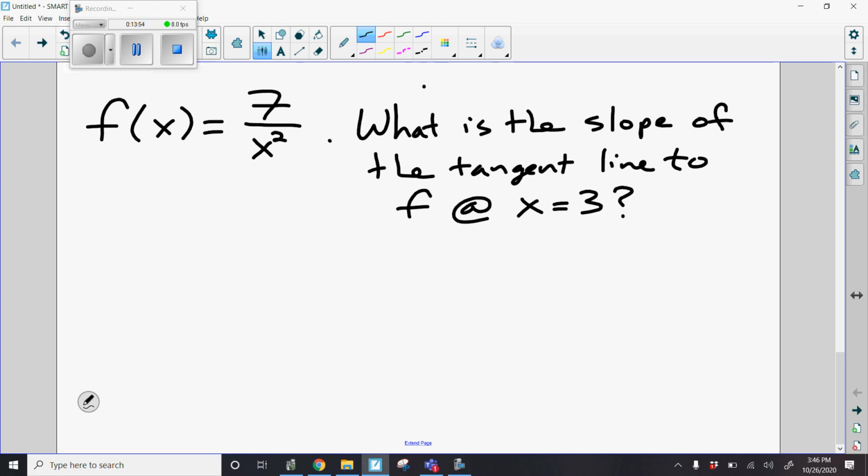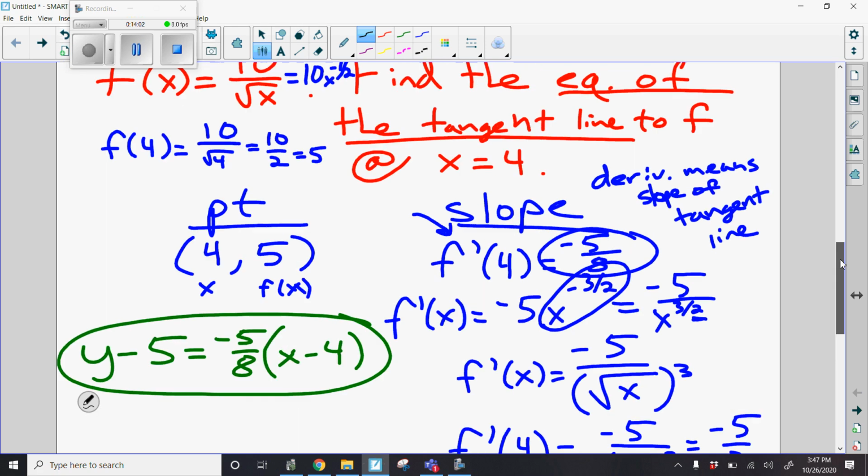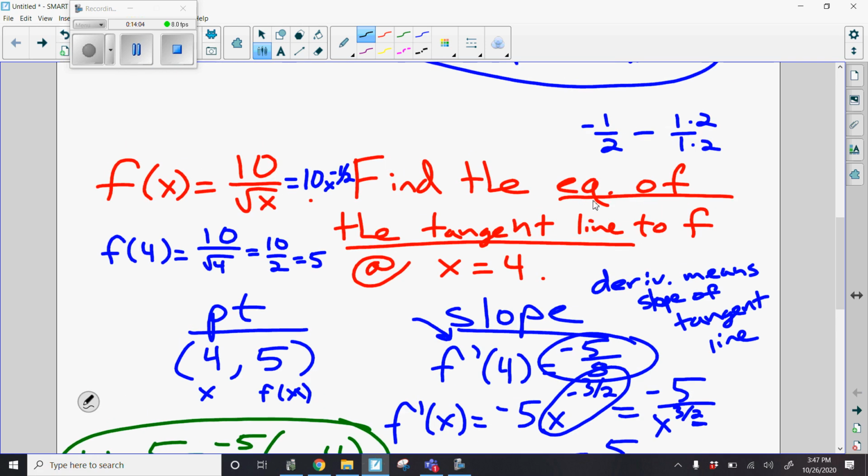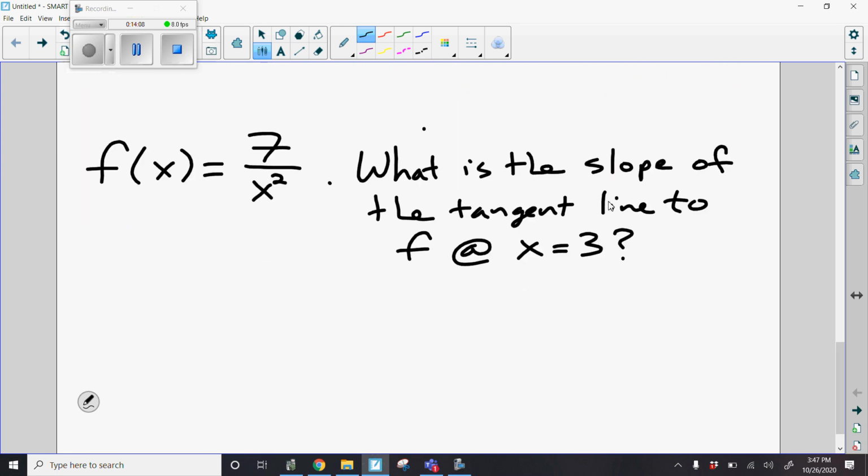Now, when you look at this, you might say, hey, this is exactly like the question before, but it isn't. Here's where you need to be careful. Notice in the previous question, I asked for the equation of the tangent line. In this question, I simply asked for the slope of the tangent line. So I don't need an equation of a line here. I don't need to find a point and a slope. I certainly could. All I have to do is find the slope of the tangent line.